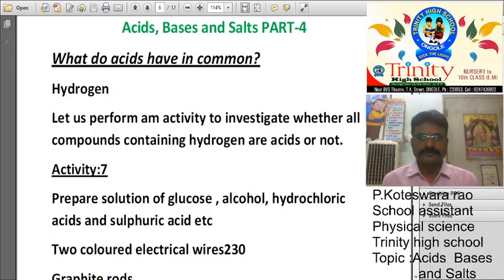Today, part 4 in acids, bases, and salts. In the last session, we already discussed what happens when acids and bases react with carbonates and bicarbonates, and after that the neutralization reaction. What is a neutralization reaction and what are the examples? On that we already discussed each and every part clearly.